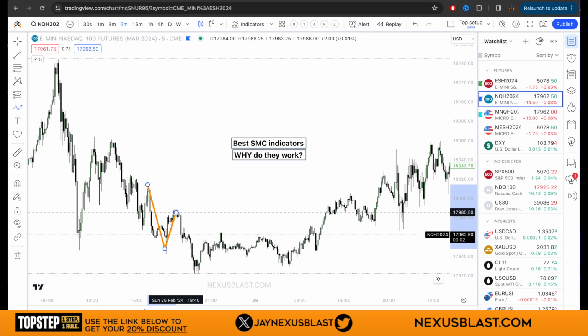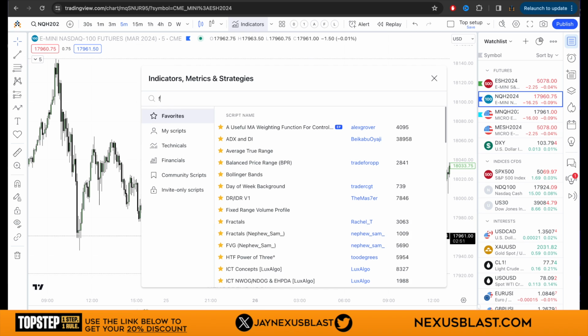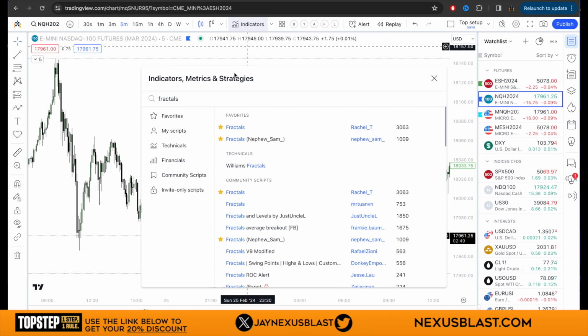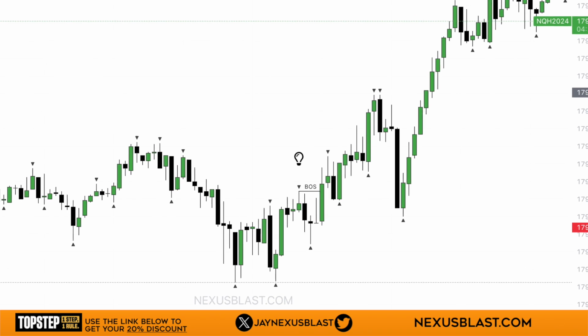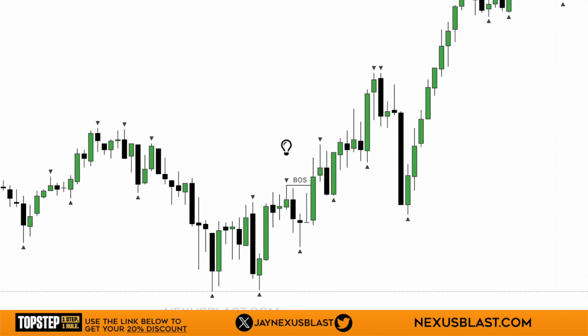To identify swings, there's a great indicator called fractals. Fractals can be defined as turning points or swings created by either 3 or 5 candles. When a fractal gets broken with a candle body, this is confirmation that price has moved in that specific direction.